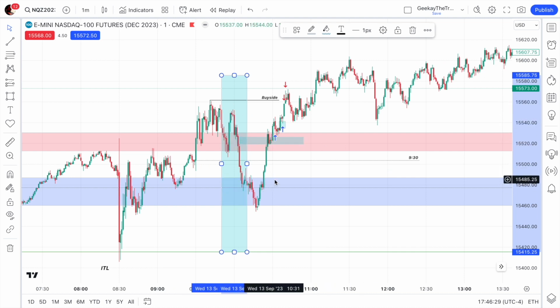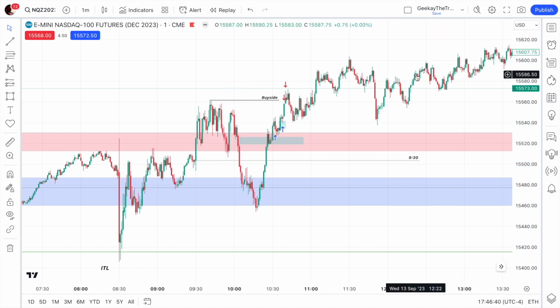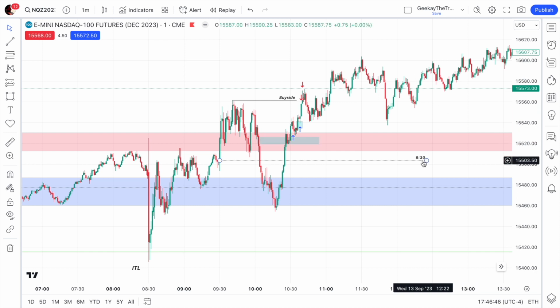Obviously, I would have preferred a lower entry. So if it dipped down like into here, I would have went long there. Didn't get that, but we got the premium order block as a long. So, hope you guys found this one insightful. This is everything I used for my trade. Nothing more, nothing less.